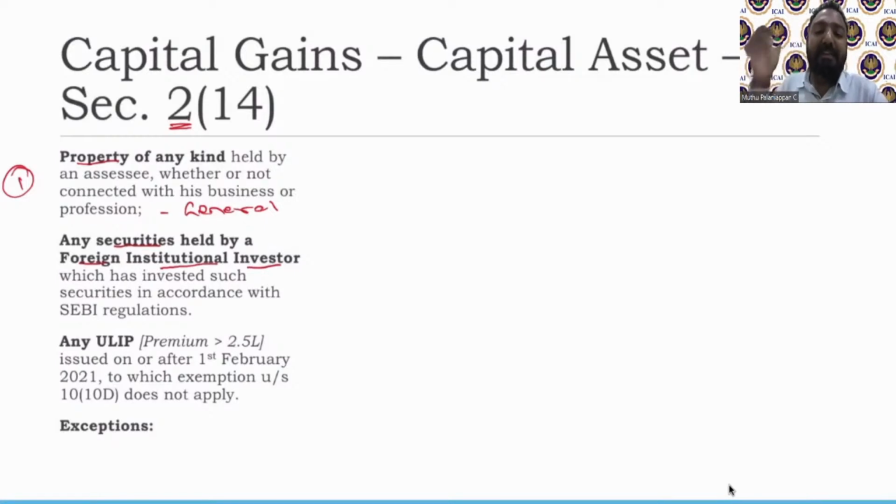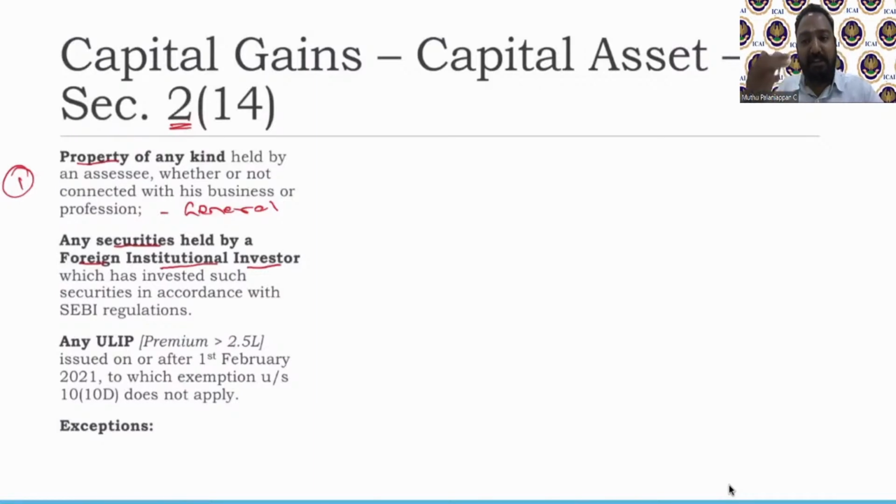So when they invest into an entity in India, in some securities in India, when such securities are transferred or sold, so they are called capital assets. So such securities invested by foreign institutional investor. Why is there a separate classification? Or will securities not fall under property? And when you say held by an assessee, doesn't it already include all kind of persons, including these foreign institutional investors? Why do you need a specific thing?